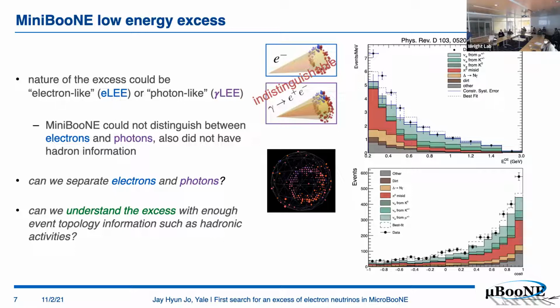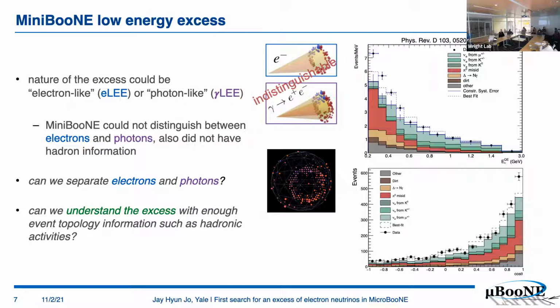The nature of this excess could be either electron-like, that is coming from the electrons, or photon-like. And we do not know which one it is, at least from the MiniBooNE case, because MiniBooNE is a Cherenkov detector, and they do their identification of the particle by looking at how the Cherenkov ring looks. Photons and electrons have very similar rings, so you cannot really distinguish between electrons and photons. All we can say is that the nature of this excess could be either electron-like or photon-like, but we do not know which.